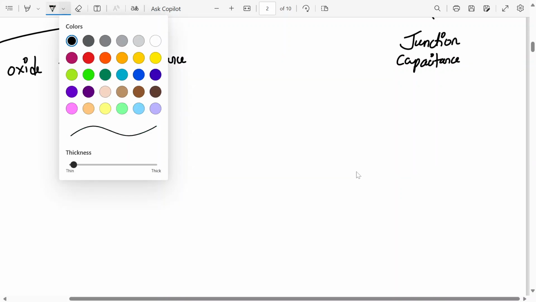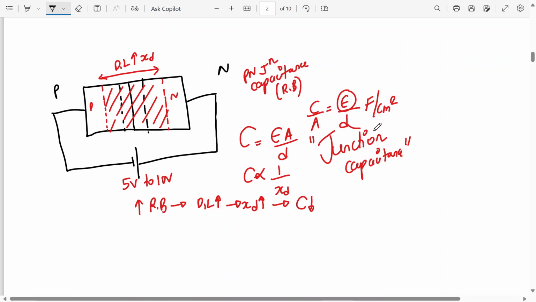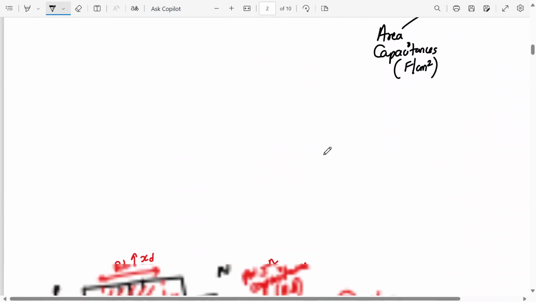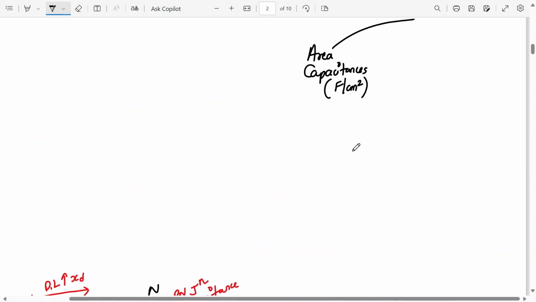So there are two types of junction capacitance. The first is area capacitance, whose unit is farad per centimeter square. As I've informed here, if I write capacitance per unit area, it depends upon the dielectric and the distance. For this PN junction, this will be capacitance per unit area, depending upon the dielectric of the silicon and the distance between the two plates, which will be d, which we'll see very soon.